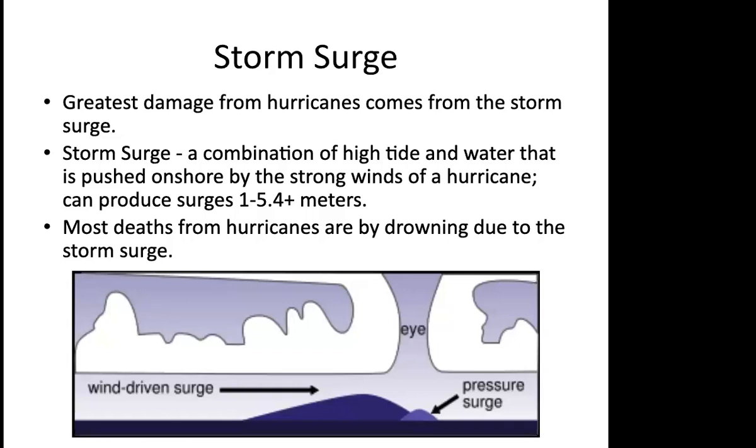All right, so when hurricanes happen, there's what is known as a storm surge, okay? They'll talk about this a lot on the Weather Channel or the news when hurricanes are happening. This is the greatest damage from hurricanes. They come from this storm surge. This is a combination of high tide and water that's pushed onshore by the strong winds of the hurricane. So it can produce surges anywhere from 1 to 5.4 plus meters, okay?